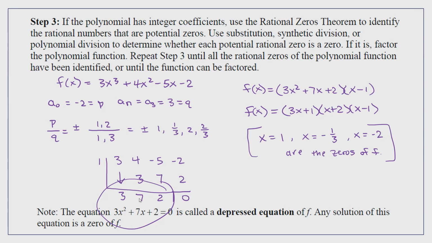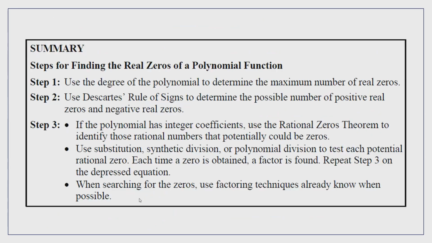Okay. So in summary, the steps for finding the real zeros of a polynomial function are: step 1, use the degree of the polynomial to determine the maximum number of real zeros. Step 2, use Descartes' rule of signs to determine the possible number of positive real zeros and negative real zeros.